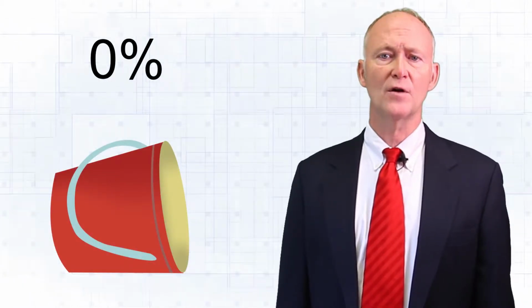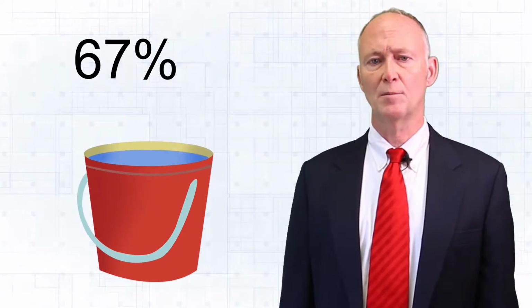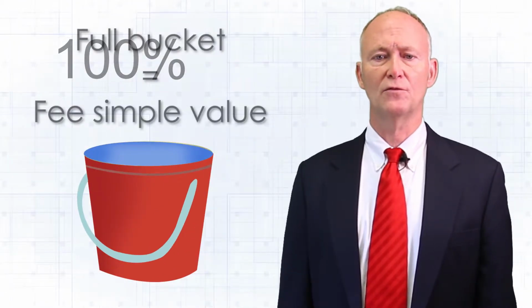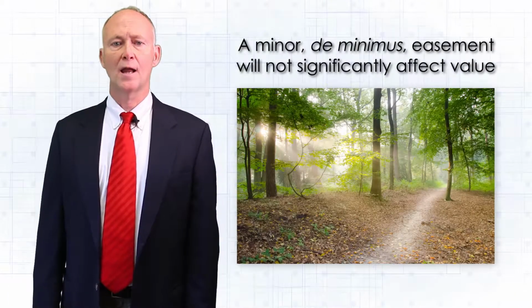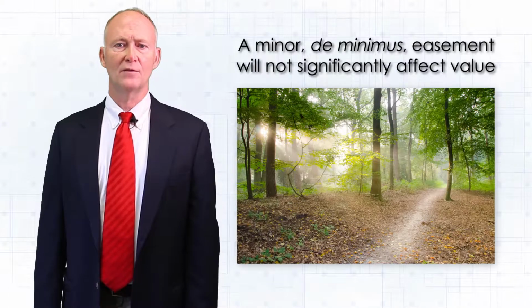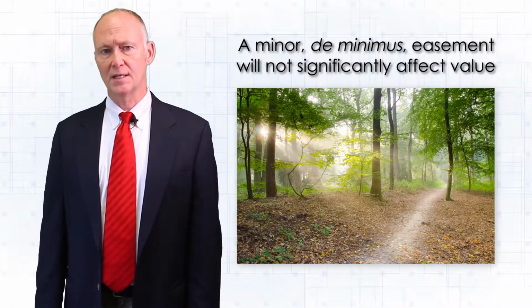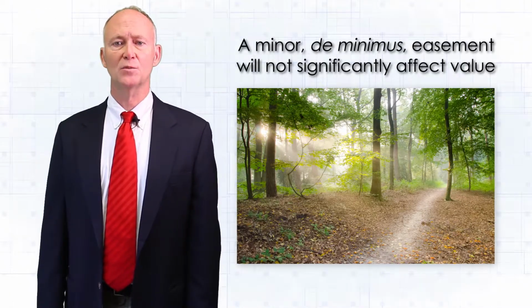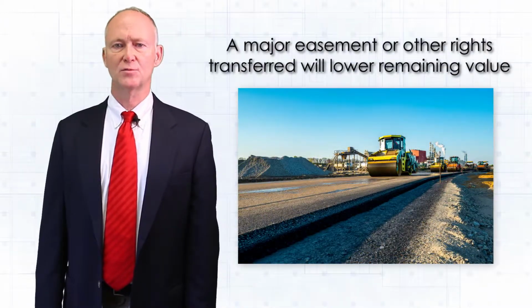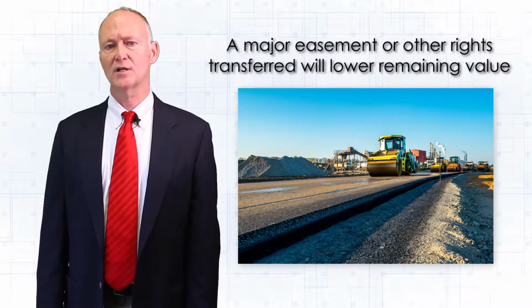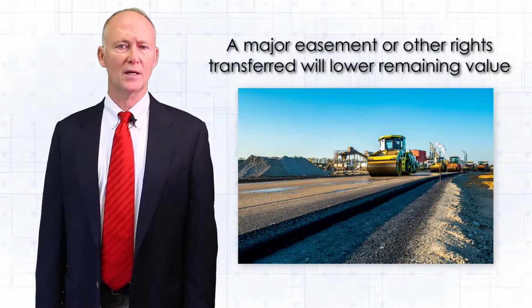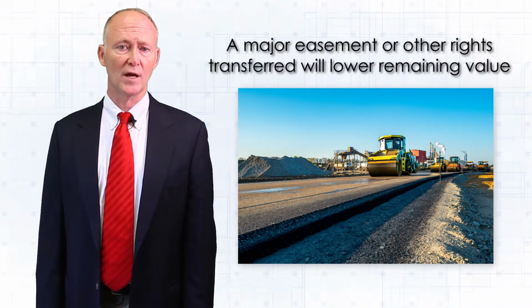If all the rights inherent in the fee simple estate are present in the bucket, the value of the bucket equals the full fee simple value. If only a minor right is transferred, say a de minimis easement at an innocuous location on the property, then the value remaining in the bucket is at or near the full fee simple value. If a major easement or some other major bundle of rights are taken or willingly transferred, then the value remaining in the bucket is substantially less than the fee simple value.